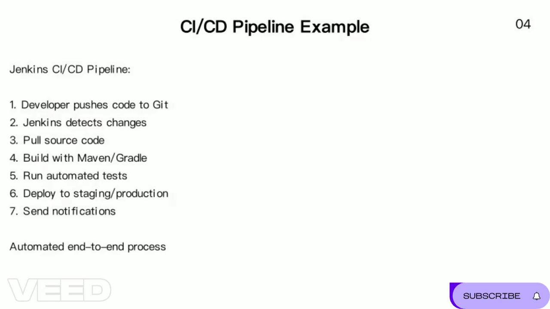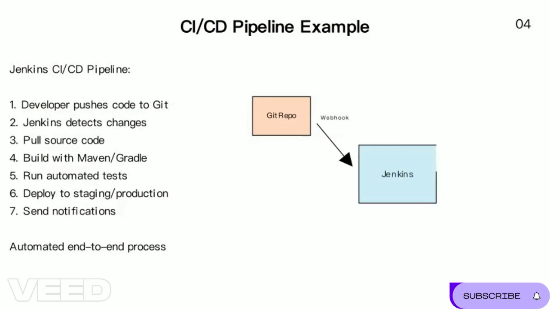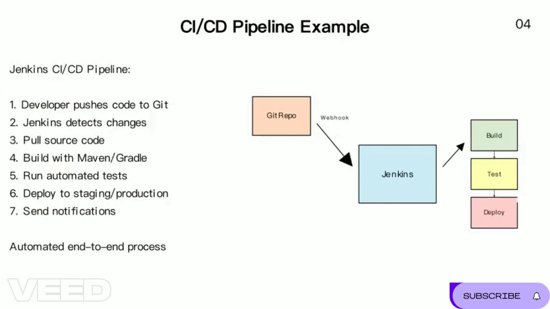Here's a complete CI/CD pipeline example using Jenkins. When a developer pushes code to the Git repository, a webhook triggers Jenkins automatically. Jenkins pulls the latest source code, builds the application using Maven or Gradle, runs automated tests to ensure quality, and if everything passes, deploys to staging or production environments. Finally, it sends notifications about the build status. This creates a fully automated pipeline from code commit to deployment.